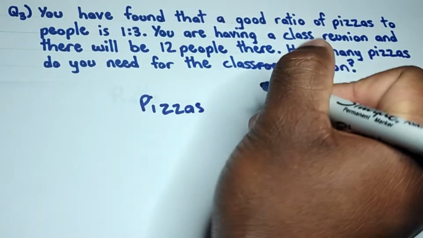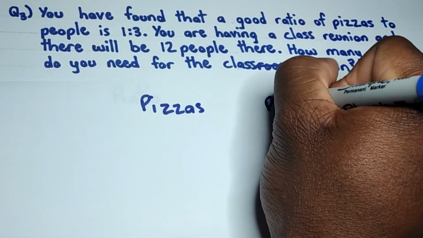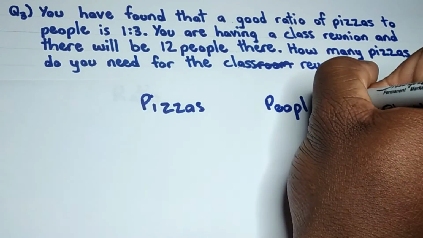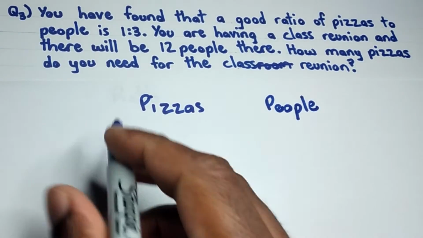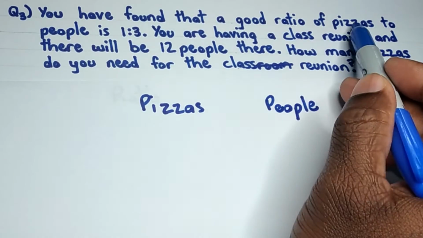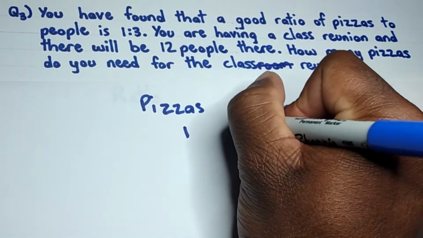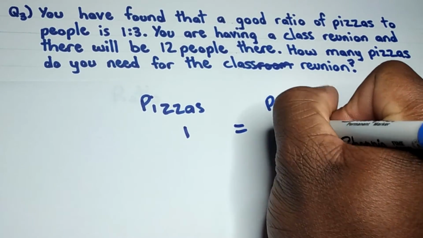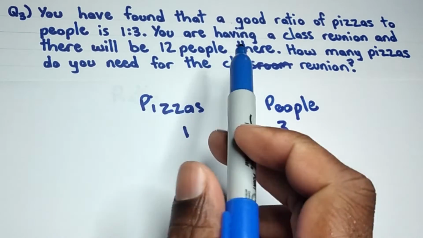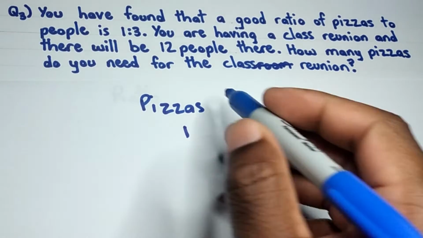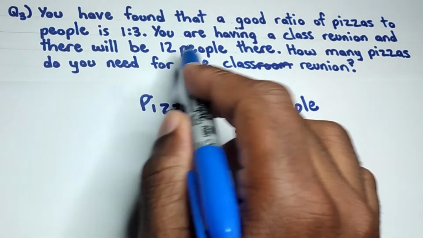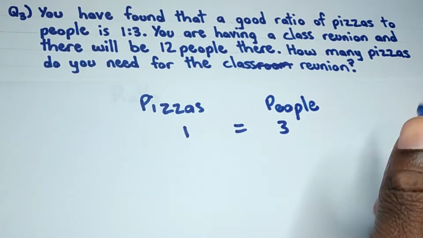Pizzas and people. All right. So what do we know about that? We know the ratio of pizzas to people: one pizza can serve 3 people. What they want us to find now is how much pizza we will need for the 12 people that will attend the class reunion.